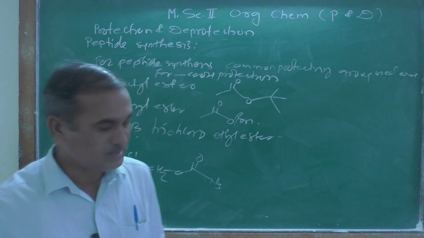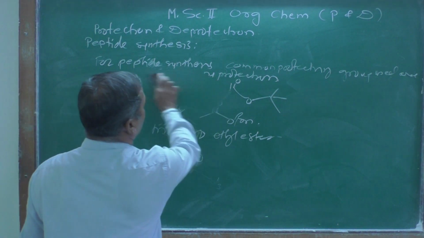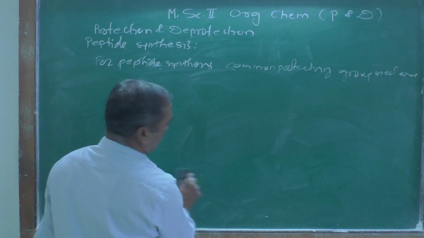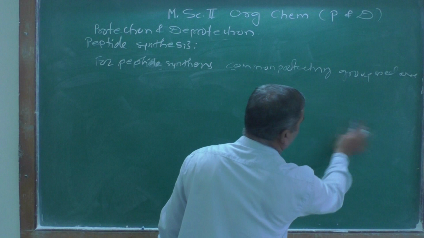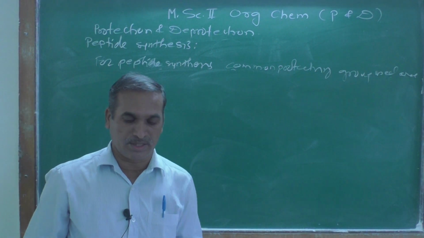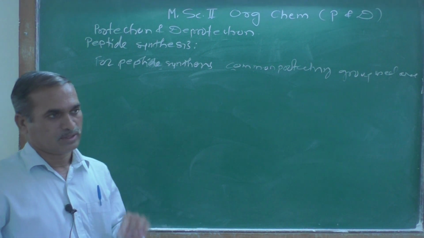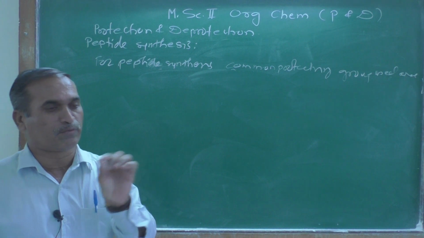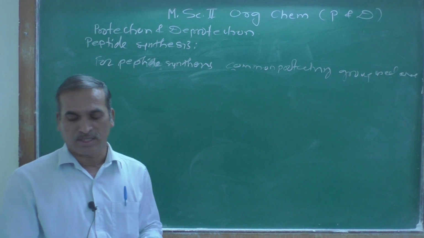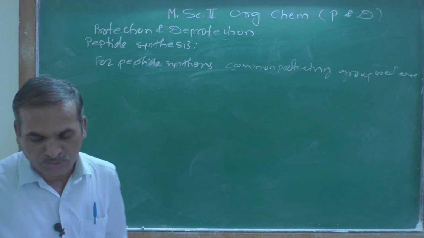Now let us see protection for the NH2 group, because in an amino acid there are two functional groups present. One is the carboxylic group and another is the NH2 group. The common protecting groups for the COOH group we have just seen. Now let us see some of the common protecting groups used for the NH2 group.